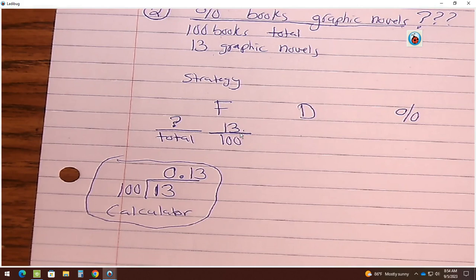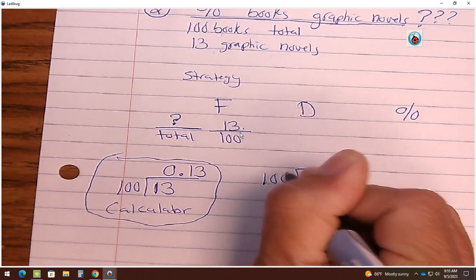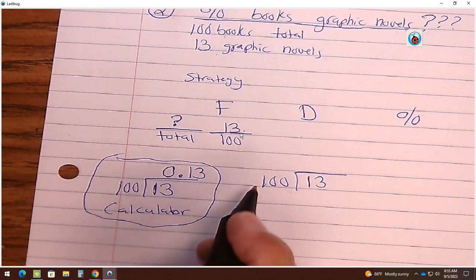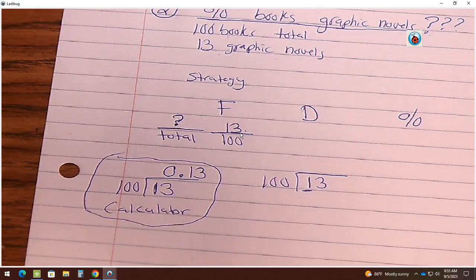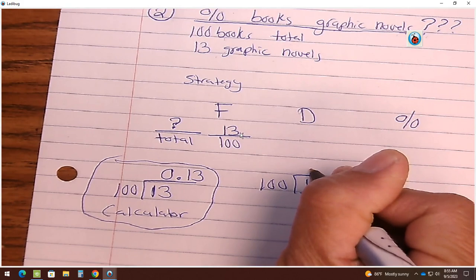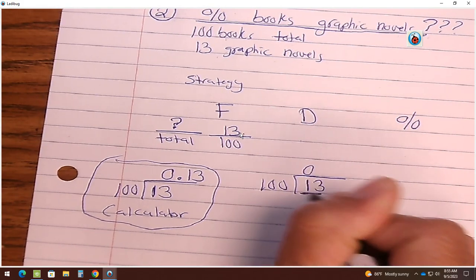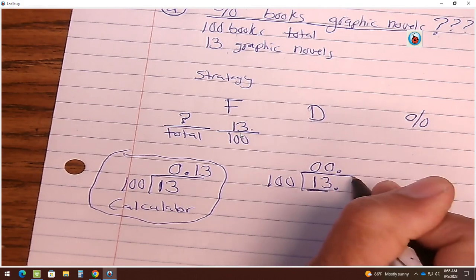Now let's go with the non-calculator kids, because I'm showing you both ways so you know what I expect. If you're a calculator kid, boom. If you're a non-calculator kid, let's do that work now. 13 divided by 100. Bottom out. The bottom stays out. Here we go. 1, is that enough? No. 1, is that enough? No. 13, is that enough? No. You see, the non-calculator kids, we have to calculate, basically.